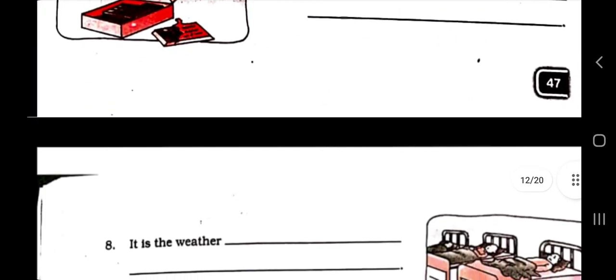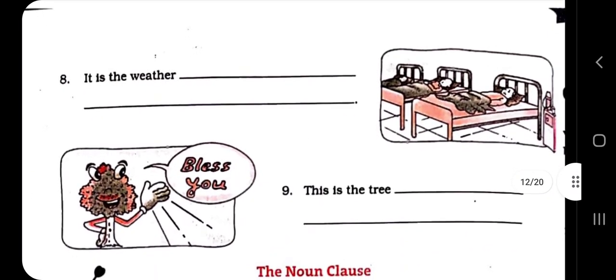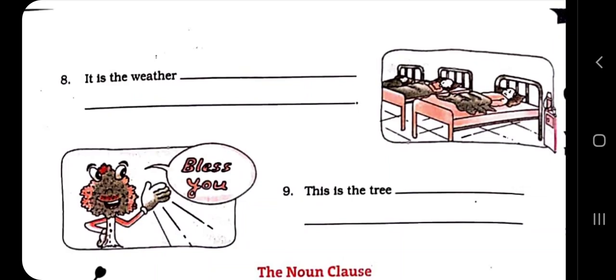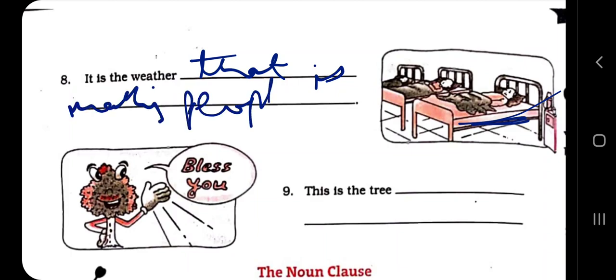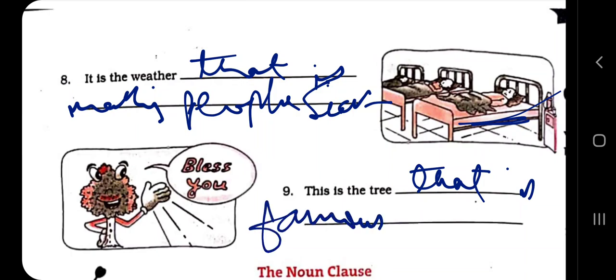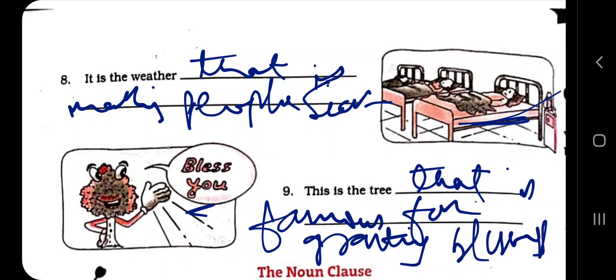Now let's move to the next part. It is the weather that is, now see here, some people are lying on the bed. It is the weather that is making people sick. Or, this is the tree that is famous for blessing, granting wishes, granting blessings. Okay, so this is it. Now let's move to the next part.